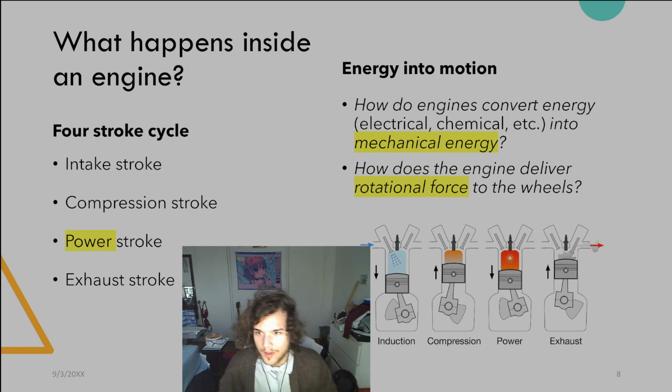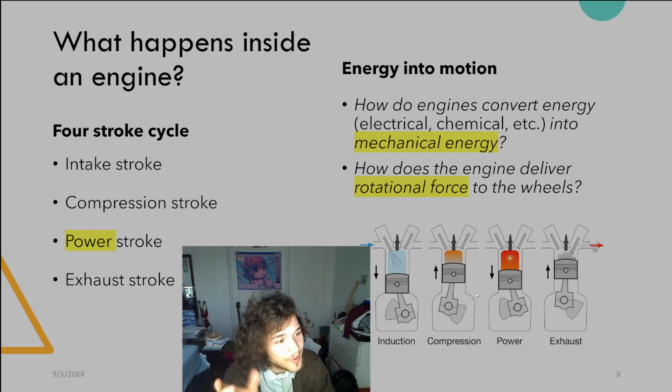anything you can think of that moves something is probably using the four-stroke cycle. And it just consists of these four steps. A stroke is literally just the piston moving from here to here. That's one stroke. The piston moving from here to here, that's one stroke. The intake stroke is when air is taken into the engine and fuel is injected into the air. It kind of moves around.